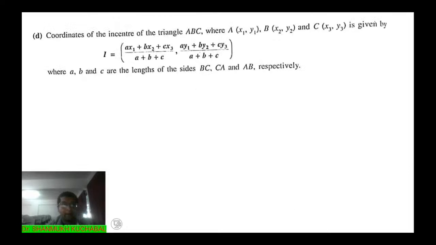Next, the coordinates of the incenter of triangle ABC, where A(x1, y1), B(x2, y2) and C(x3, y3), is given by the formula I equals (a x1 plus b x2 plus c x3) divided by (a plus b plus c), and (a y1 plus b y2 plus c y3) divided by (a plus b plus c), where a, b and c are the lengths of sides BC, CA and AB.